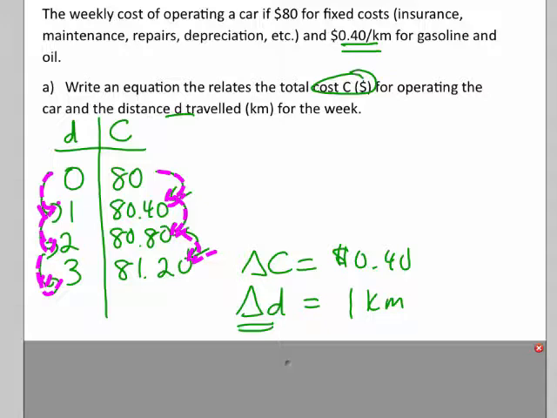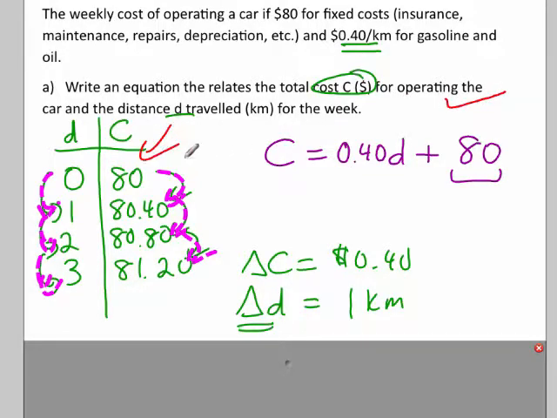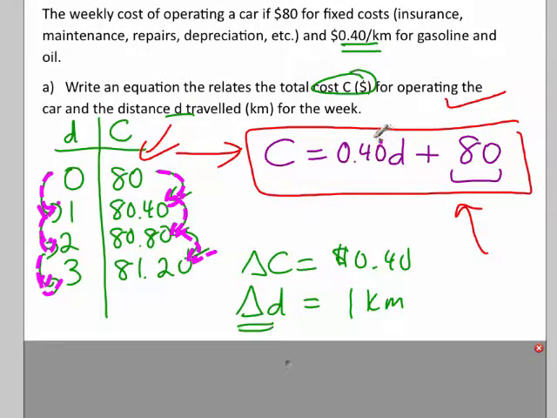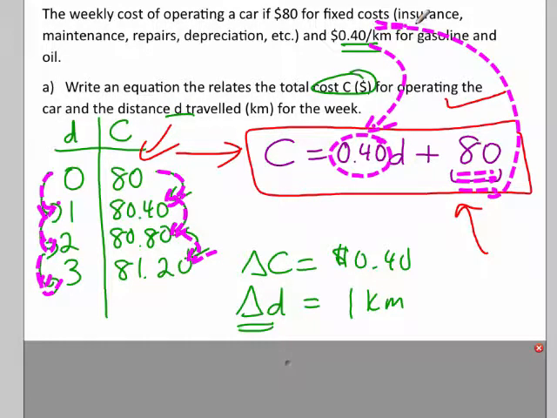In terms of the equation, the cost is going to be, we're going to start with our fixed amount, 80. This is our fixed amount, and we are going to add the change, which is going to be 40 cents per kilometer, so times the number of kilometers. And we have our relation given in words, given in table, now given as an equation. And you can see that the coefficient of the independent variable is the rate of change, and the number added on to the end is the fixed amount, which lines up with what we talked about in our last example.